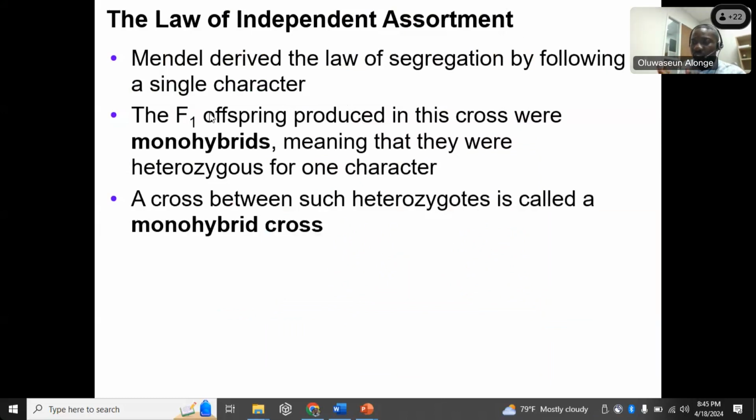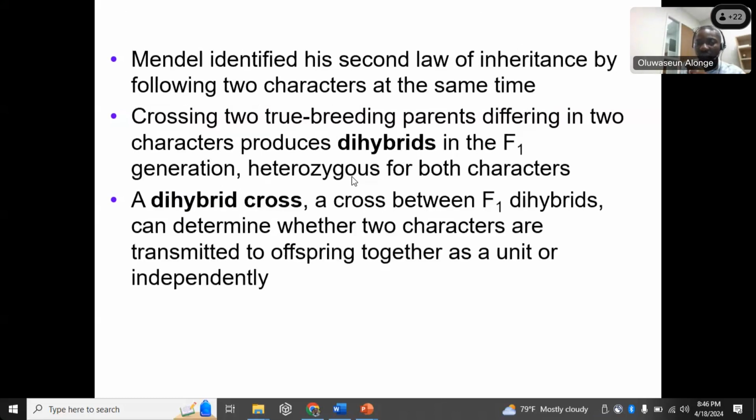And I told you already, the law of segregation simply means the alleles must separate before a gene can be inherited. So the F1 offspring produced in this cross were monohybrid. Monohybrid simply means one trait. So all of the things that I've been showing you is one trait. We are just looking at the height, the color, that's just one. Meaning that they were heterozygous for one character, just one character. A cross between such heterozygotes is called a monohybrid cross.